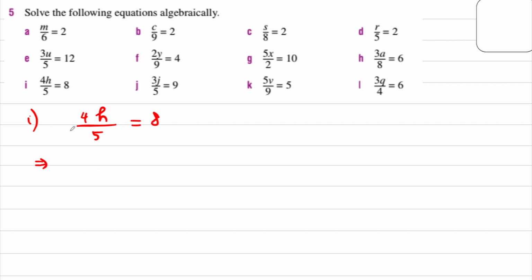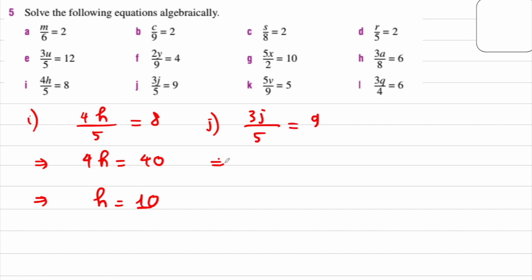And let me make it a little bit shorter, so working out 4h over 5 multiply 5, we got 4h, and multiply 5, you got here is 40. After that, divide by 4, you got h equals 10. Question J, 3j over 5 equals 9. Multiply 5, 3j multiply 5, 45. Divide by 3, here is j, and this is 15.